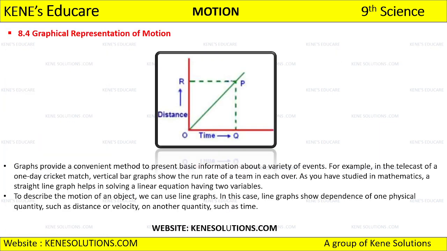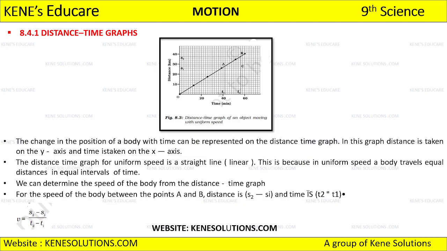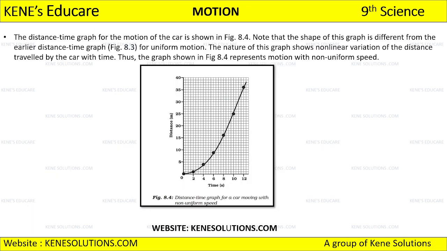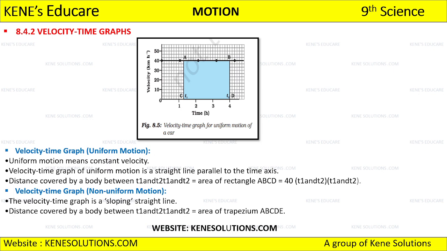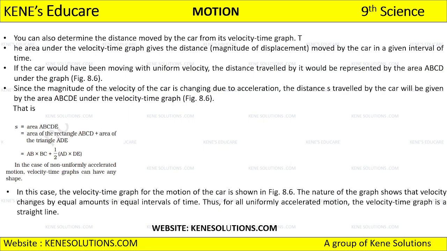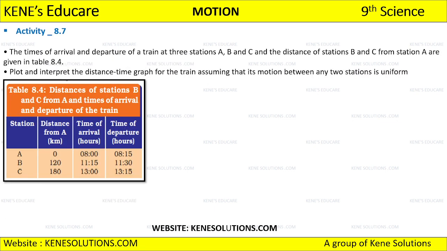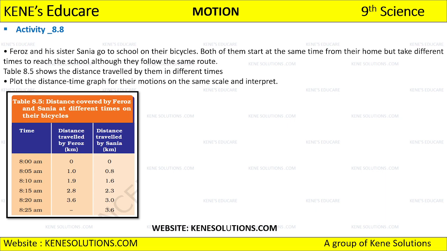Then after that we will discuss graphical representation of motion in detail. After that, we have the distance time graph to discuss. Now these graphs are very important. So one we have is the distance time graph, then we have the velocity time graph. After the velocity time graph, we have activity 8.7 to discuss. Here we need to plot the graphs as well if possible. Then we have activity 8.8.